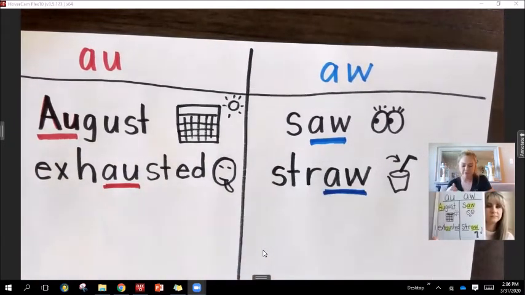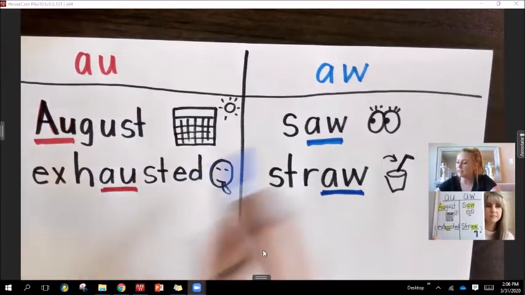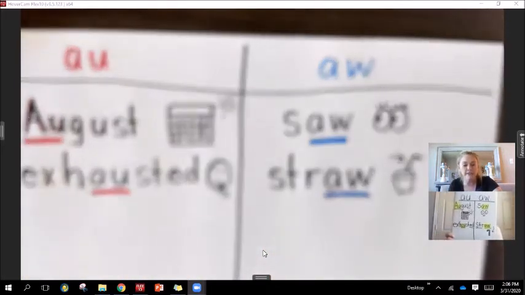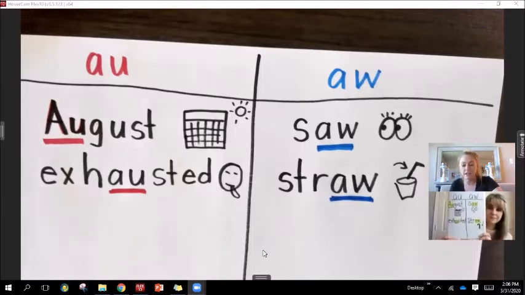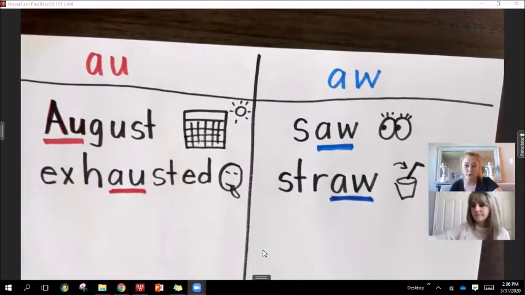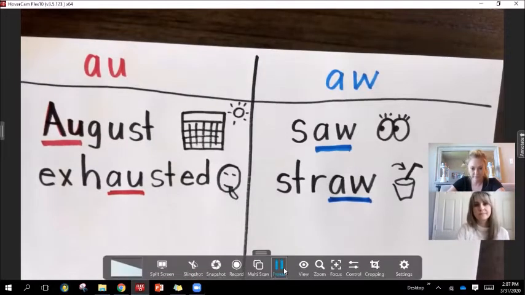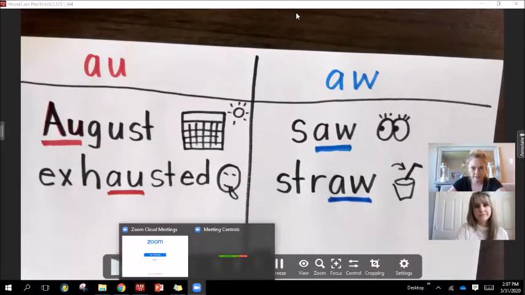So I hope you guys have been following along and copying these words. And now you can add some more to your list. But we're going to hand it over to Miss Yashik, and she's going to write some sentences using some of our words. All right?